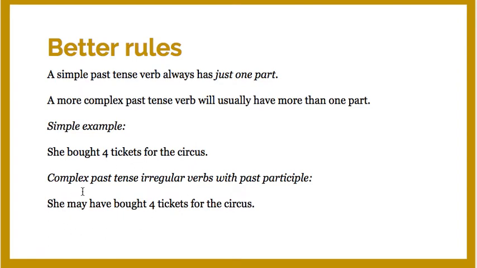A complex one with that past tense irregular verb would be this. She may have bought 4 tickets for the circus. So here she did it in the past. Here she probably did it in the past, but we're not sure. So it just changes the meaning of the sentence, so be careful when you're using them.